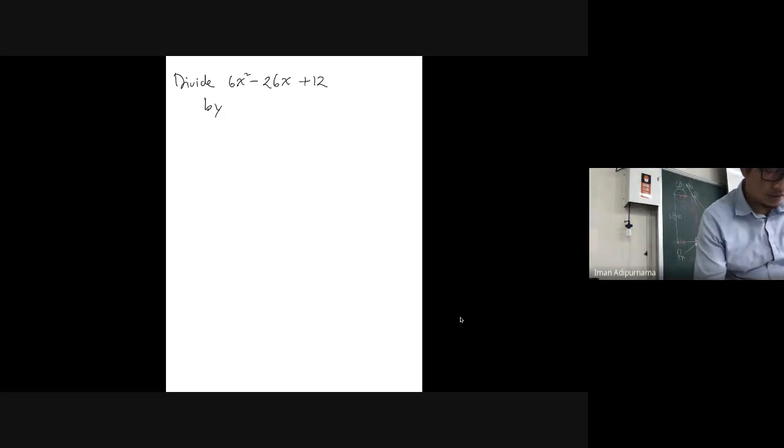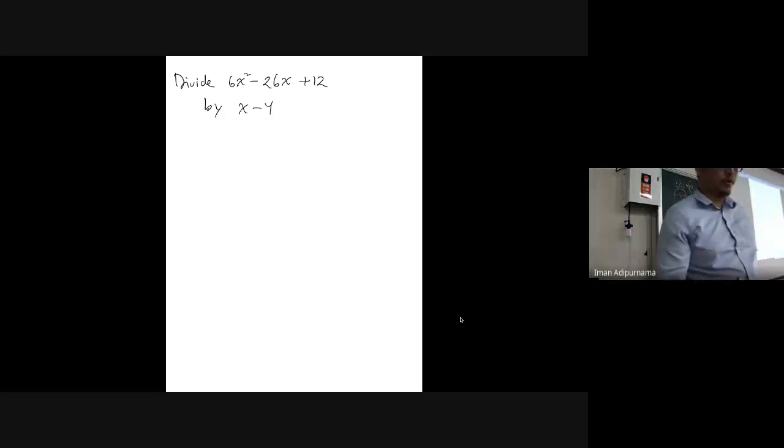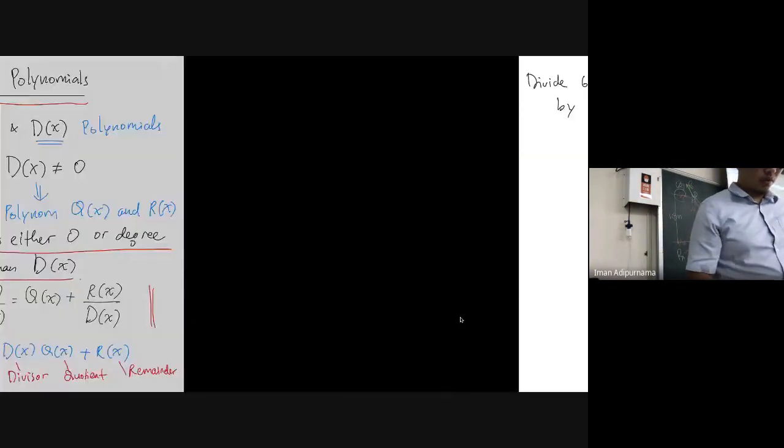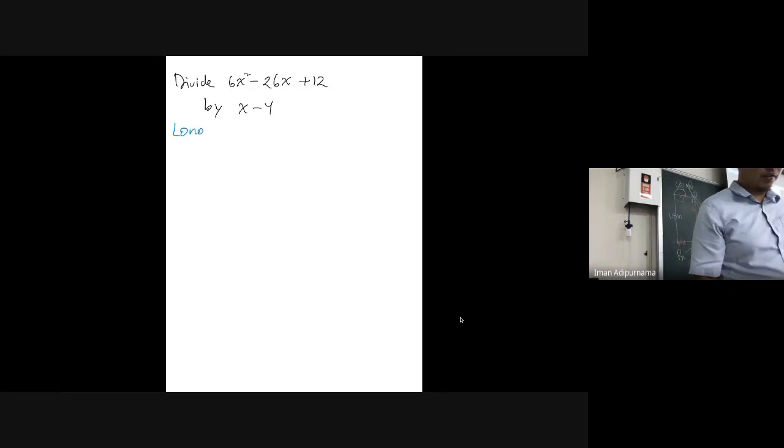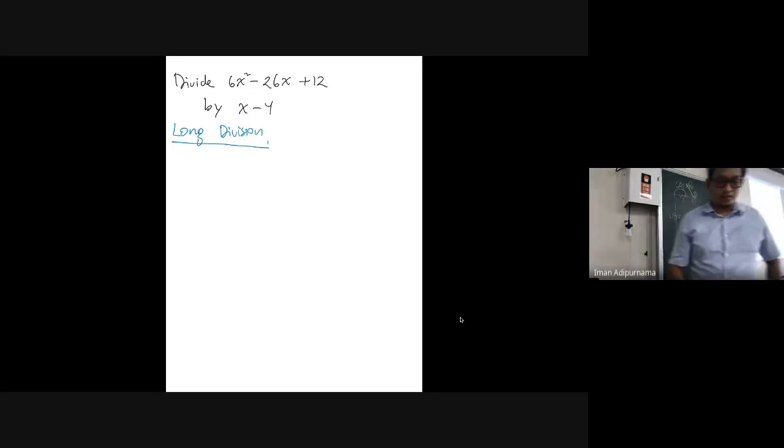For example, I divide 6x squared minus 26x plus 12 by x minus 4. I'm just using some examples here. We call this long division, the first method. So how do you divide the polynomials?